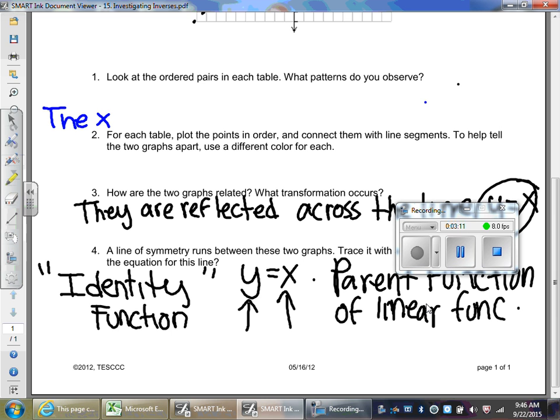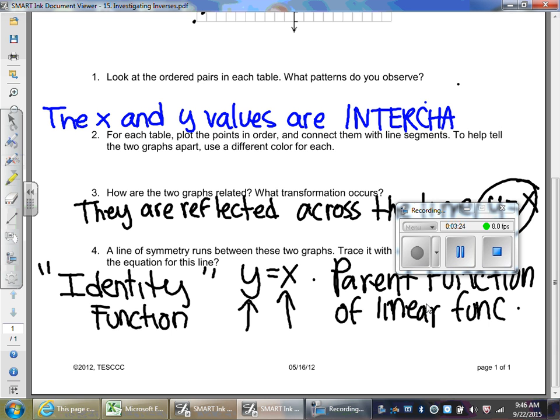The x and y values are interchanged. And I want you to get used to using that word. Today we're going to learn how to find the inverse of a relation or a function graphically by plotting the points by just switching x and y. So that's what we're going to be doing, interchanging x and y. On Friday, we're going to do the same thing, but algebraically. Okay, so there are different ways to do it. So I guess today we'll cover graphically and numerically by switching those numbers.